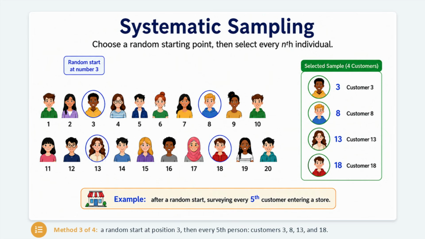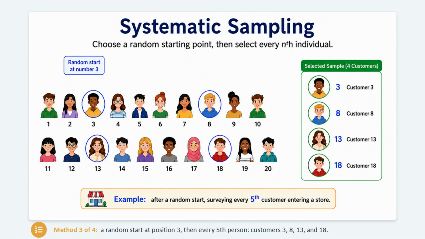Then we move forward using a fixed interval. In this example, that interval is 5. So starting at 3, we add 5 and get 8. Then we add 5 again and get 13. And one more time, we get 18. So our sample is person 3, 8, 13, and 18. You can see those 4 people highlighted on the slide.